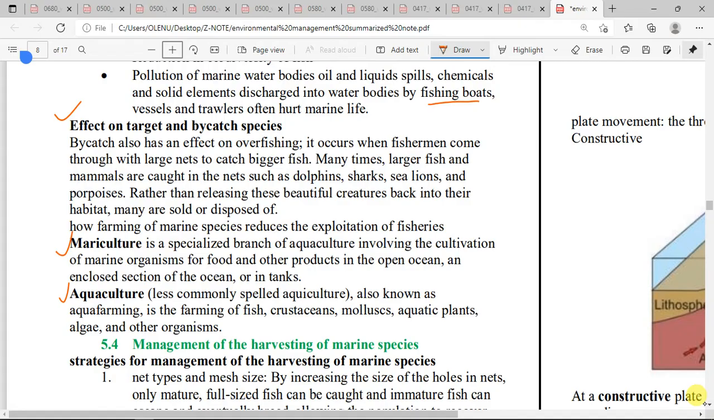Now, effect of target and bycatch species. Bycatch also has an effect on overfishing. How? It occurs when fishermen come through with large nets to catch bigger fish. Many times larger fish and mammals are caught in the net, such as dolphins, sharks, sea lions, and porpoises. Rather than releasing these beautiful creatures back into their habitat, many are sold or disposed of. So those are the bycatch, because you have a target.